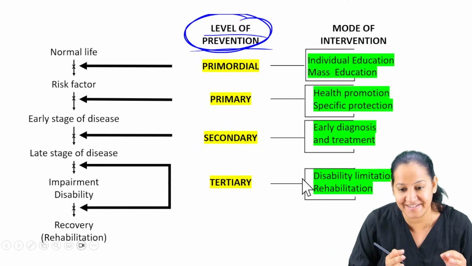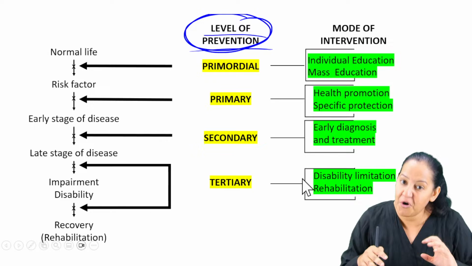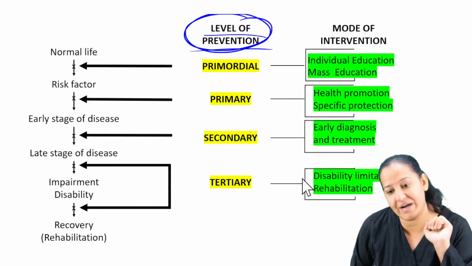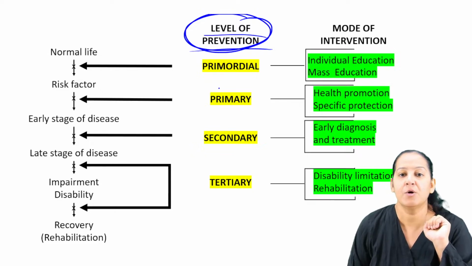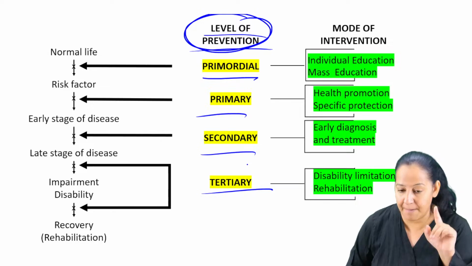So we have to prevent the diseases. Prevention is better than cure. Okay, so prevention, we want to prevent the disease. In this subject, we want to prevent the disease. So there are 4 levels of prevention. What are the 4 levels of prevention? Primordial, primary, secondary, tertiary. We will take an example to understand them.